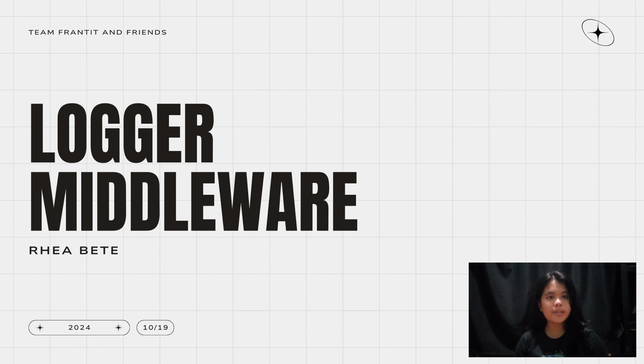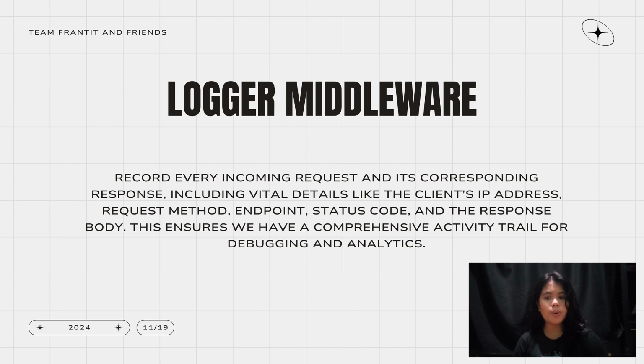Next middleware is the logging middleware that is added here in our API gateway. Logging is a critical component in any server infrastructure as it helps in monitoring activities and debugging issues effectively. The purpose of this middleware is to record every incoming request and their corresponding responses, including vital details such as client's IP address, the request method, the endpoint, the status code, and the response body. Now, this ensures that we have a comprehensive activity trail for debugging and for analytics.